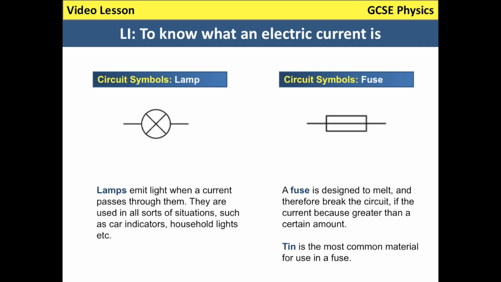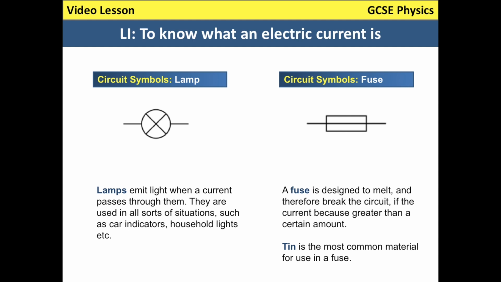Now we have the circuit symbol for a fuse. A fuse again is drawn like a normal resistor, but the line representing the wire carries all the way through it this time. A fuse is designed to melt and therefore break the circuit if the current becomes too big in the circuit. This is important because if the current does get too large, then that can damage the components of the circuit, and in worse scenarios it can actually lead to an electrical fire.